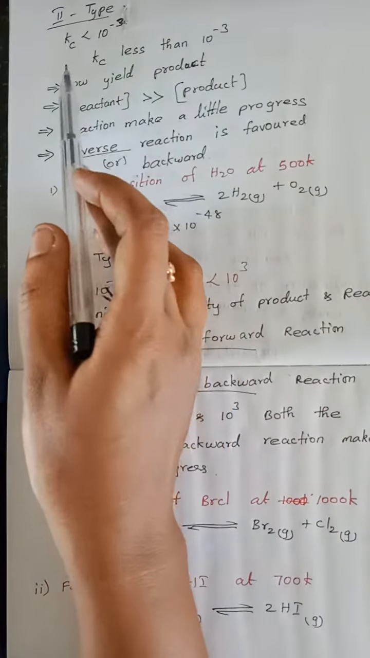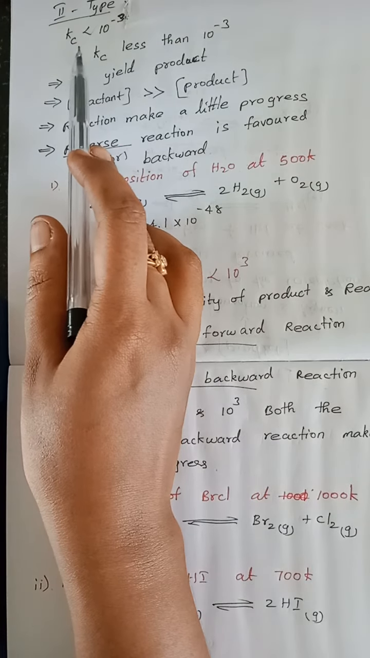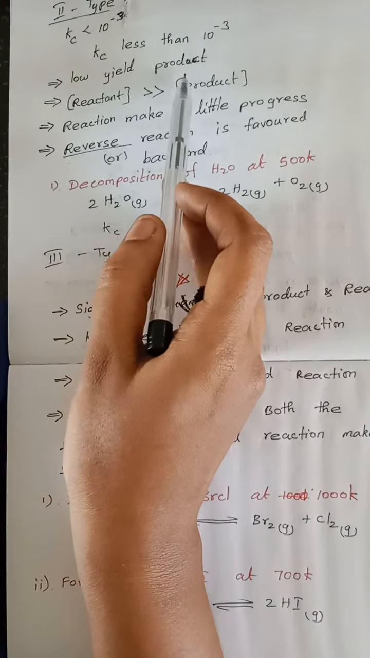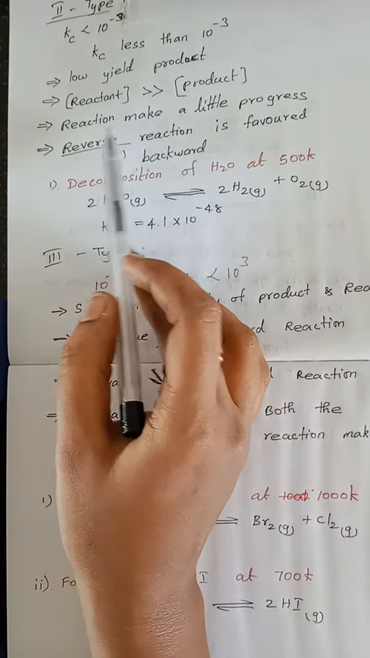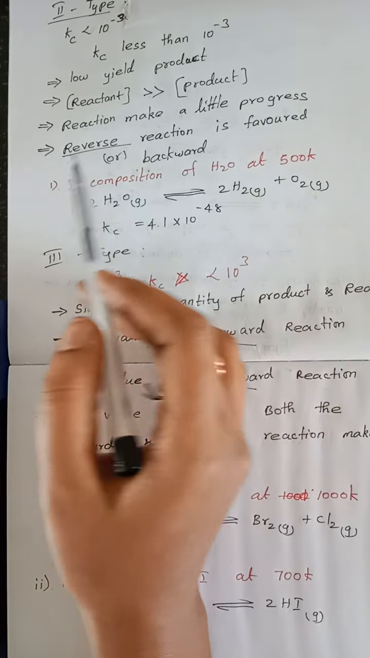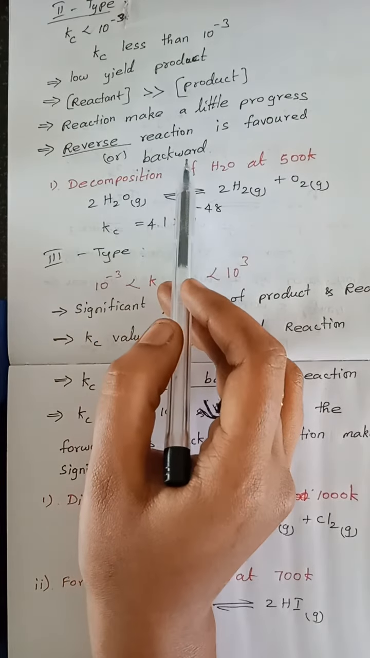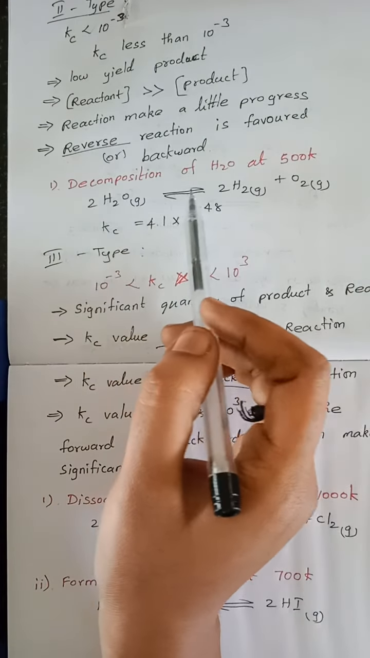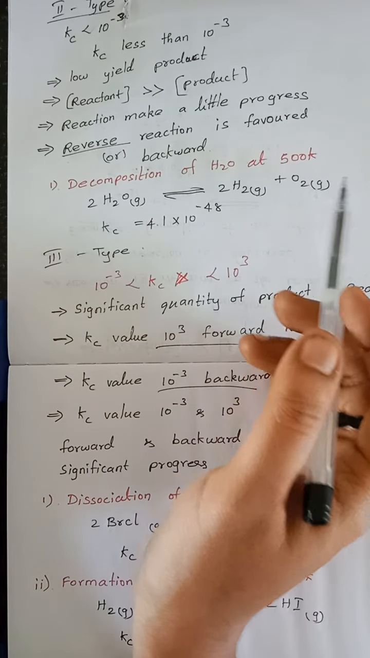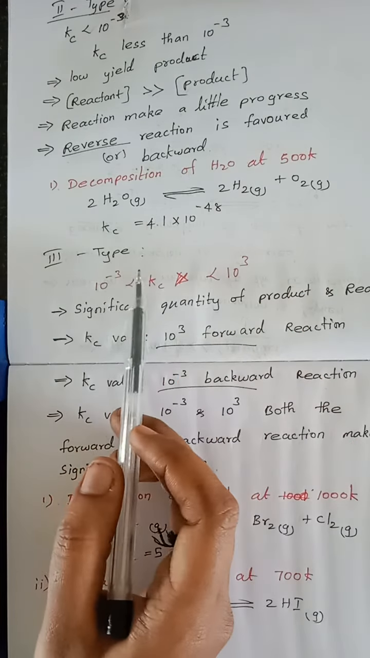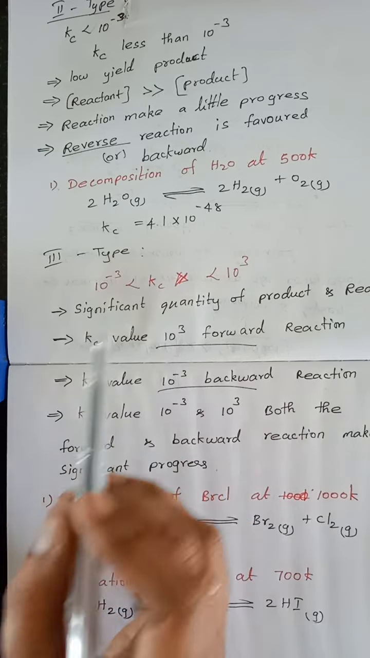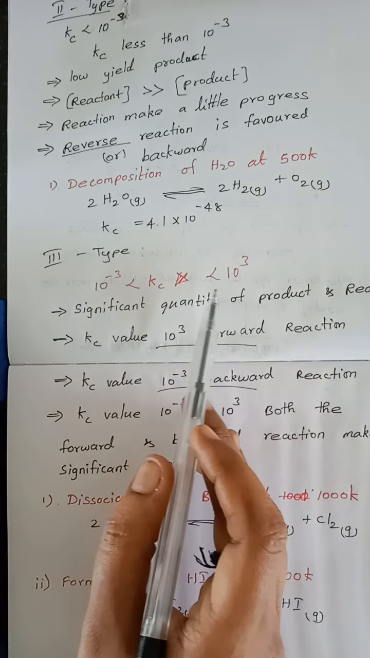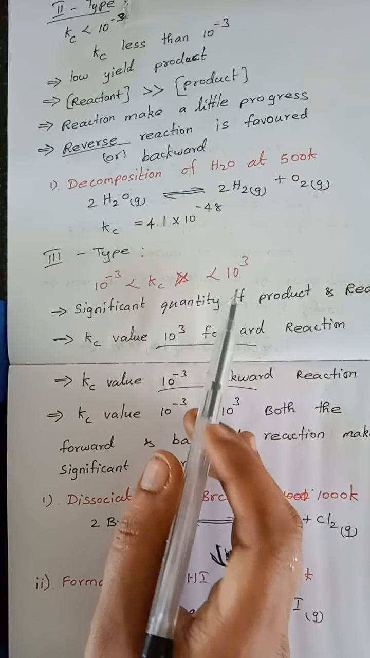Then the second type. The second type is Kc less than 10 to the power minus 3, which is a low yield of product. The reaction makes little progress. This reaction is a reverse reaction or backward reaction. The example is decomposition of water at 500 Kelvin. Then the third case: Kc value is in between 10 to the power minus 3 and 10 to the power 3.